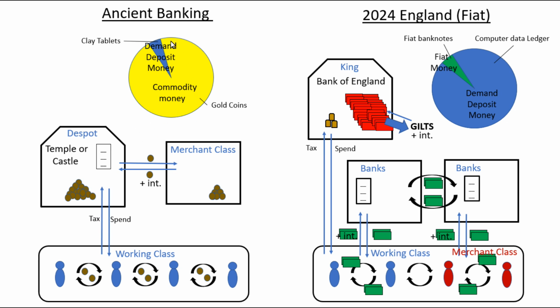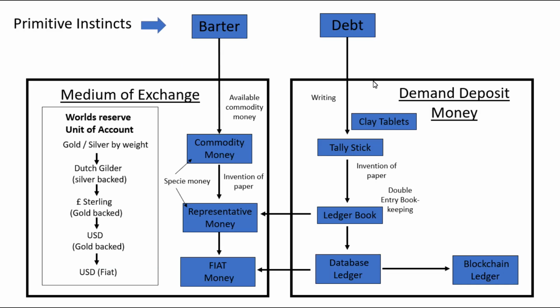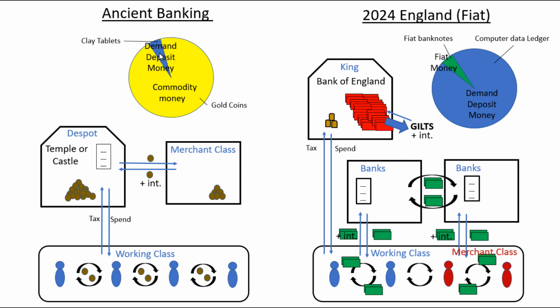There was actually some demand deposit money. By the way, in my previous videos, I was calling this money of account, but I think a better definition is demand deposit money. So there was a small amount of demand deposit money, but this was stored, say, on clay tablets and was a very fractional component of the overall money supply.